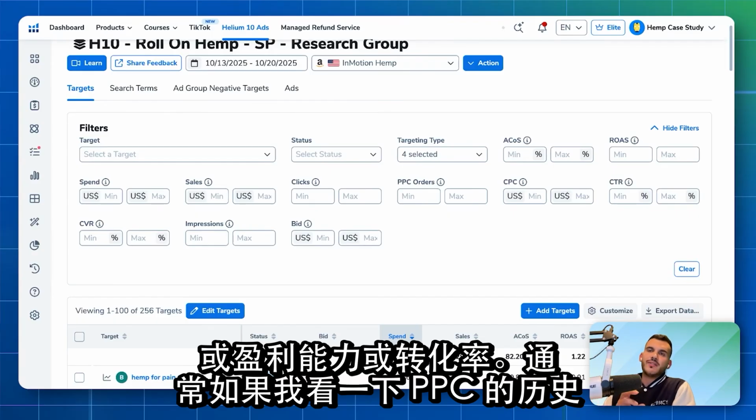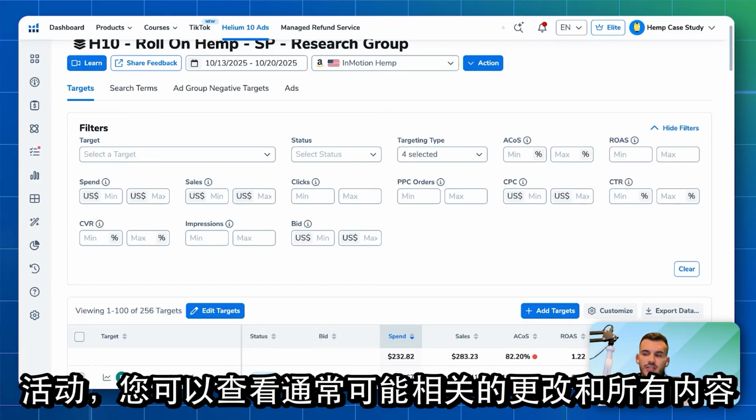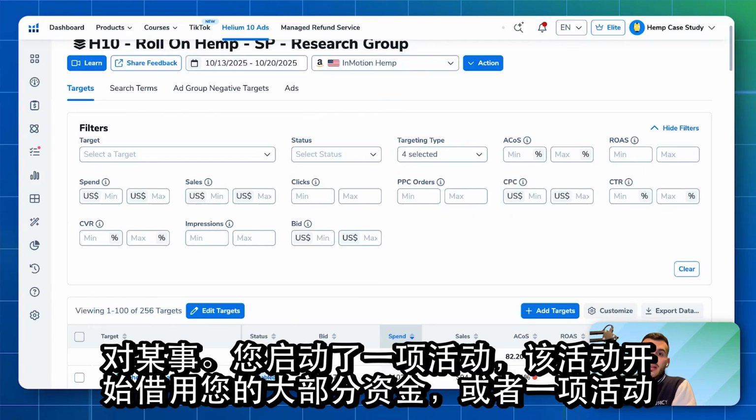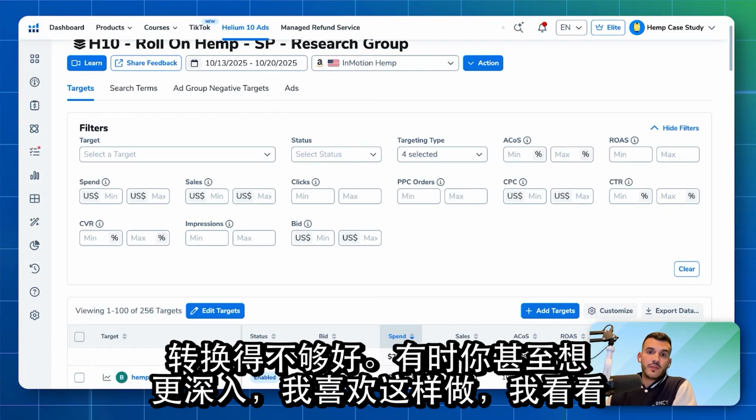And usually if I have a look at the history of the PPC campaign, where you can look at the changes and everything, that could usually be correlated to something. You launch a campaign that started to burn most of your money, or a campaign that's not converting good enough.